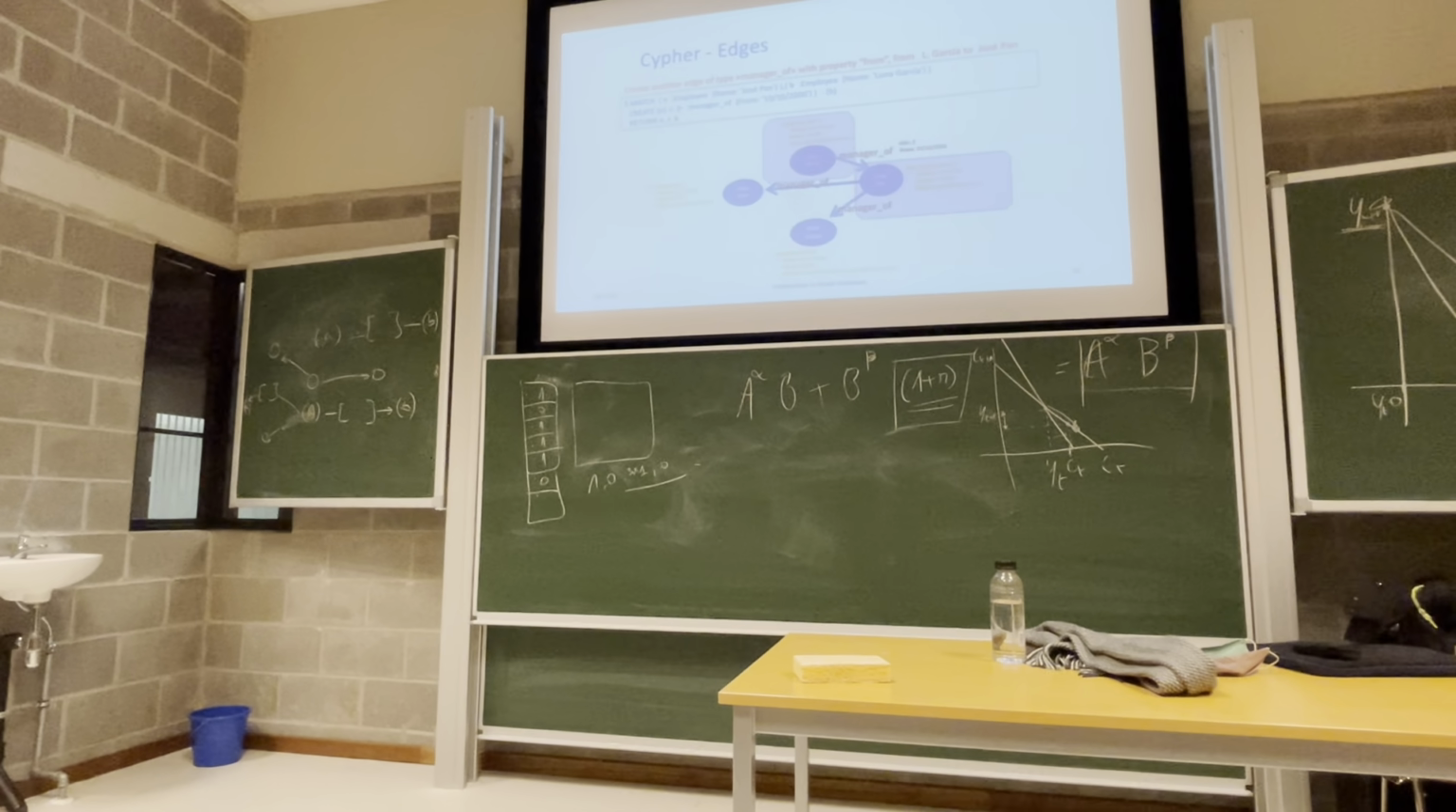And what you do to populate the graph is you do this within a cycle. You repeat this. You first create all the nodes and then create the edges. How do you create the edges? By first matching which are the nodes you want to link.